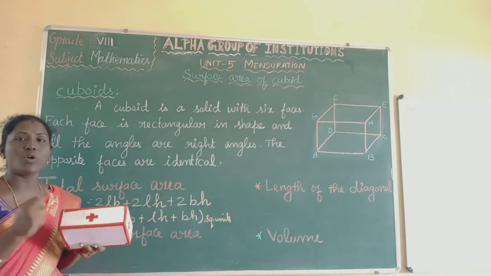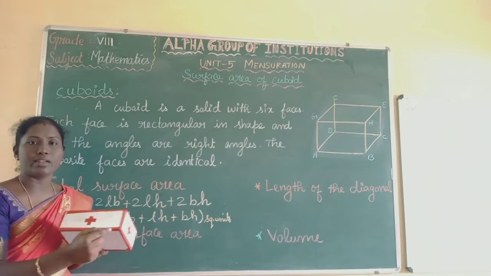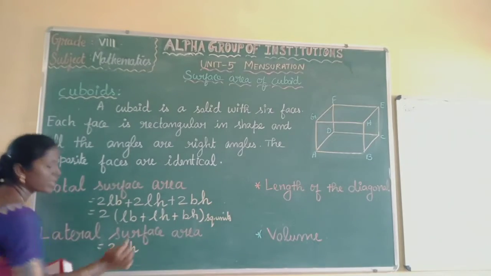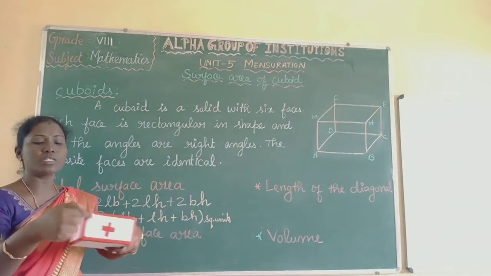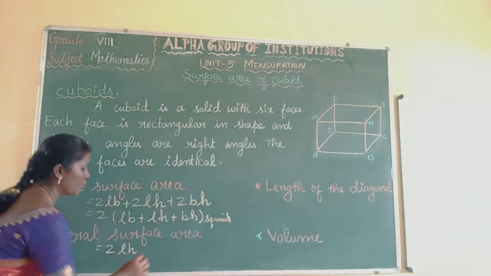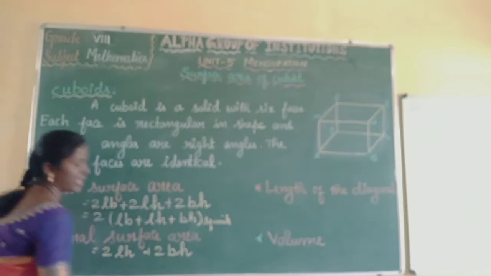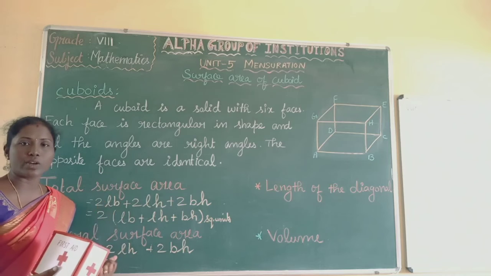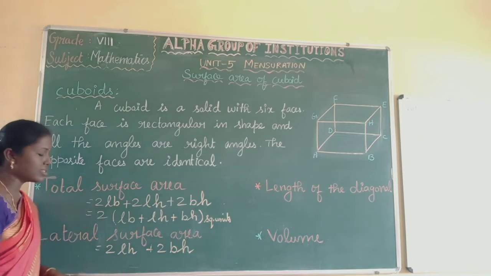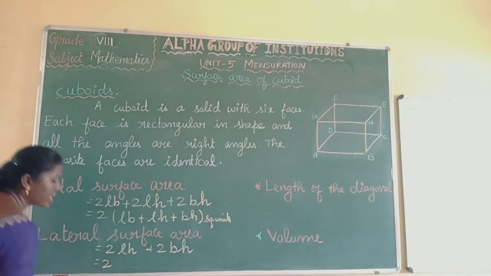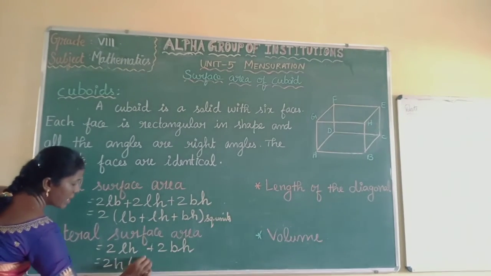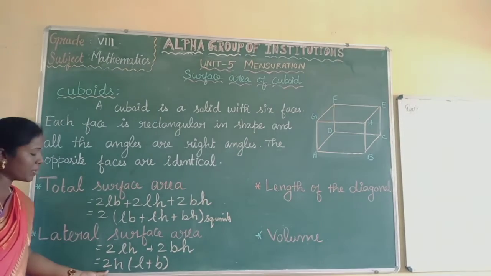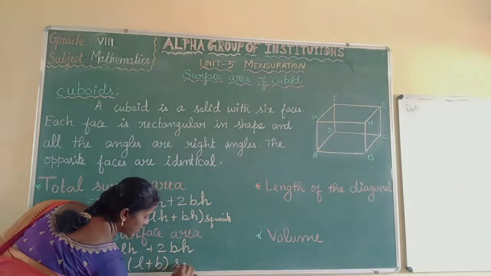These 4 faces: we are having one face as length into height. We are having 2 identical faces, so 2 into L into H. The other 2 faces include breadth into height, so plus 2 into B into H. See, only 4 faces. The top and bottom faces of the cuboid are not included in the lateral surface area. If you calculate the area and simplify the formula, what can we take common? 2 into H. The remaining is L plus B. So the lateral surface area of the cuboid is given by the formula 2 into H into L plus B square units.